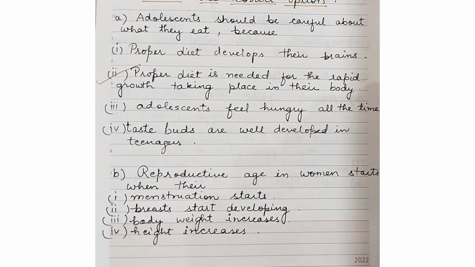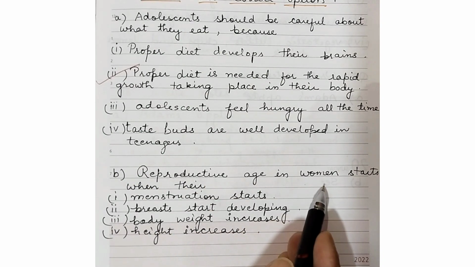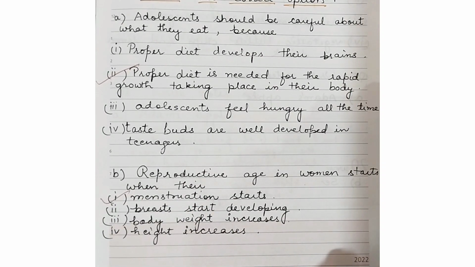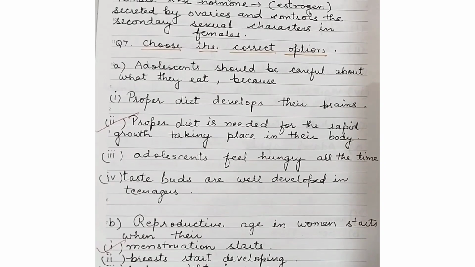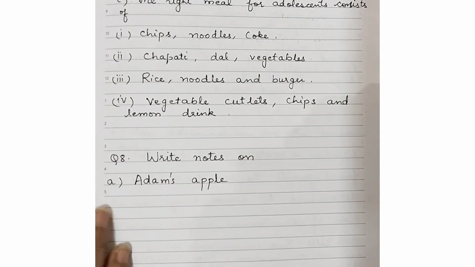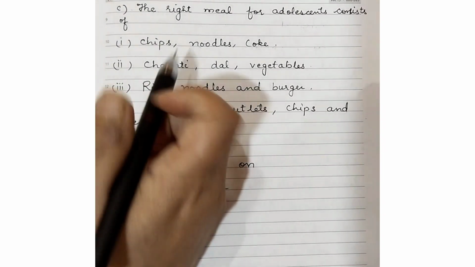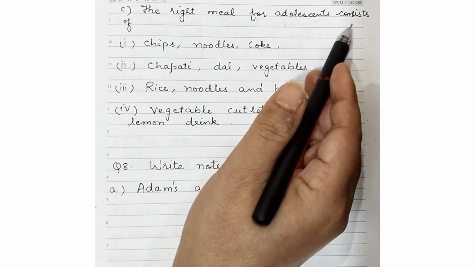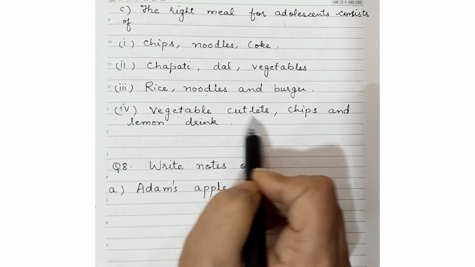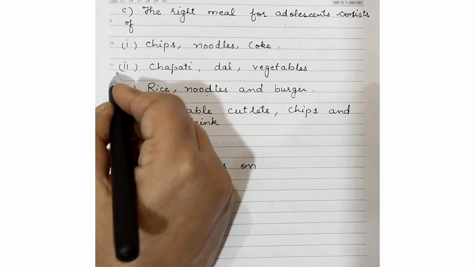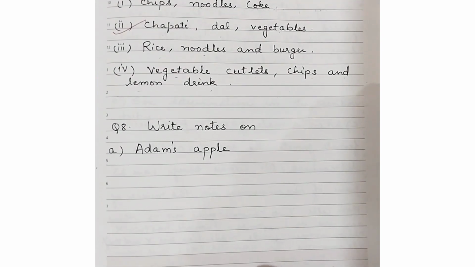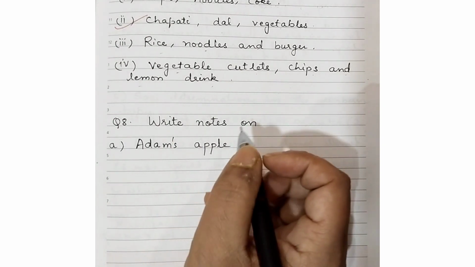Now, next is B part. Reproductive age in women starts when their. Now, here the first is the right answer. Menstruation starts. If menstruation starts, it means their reproductive age has started. Now, C part. The right meal for adolescents consists of. Out of these four options, the right one is the second one, chapati, dal, and vegetables. Okay, so next question is our question number 8.